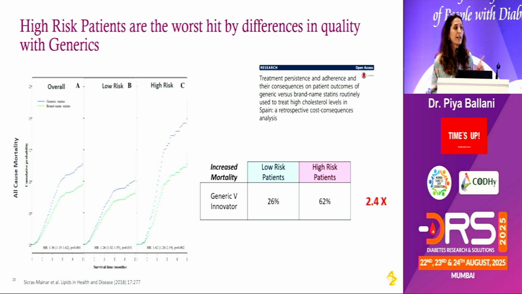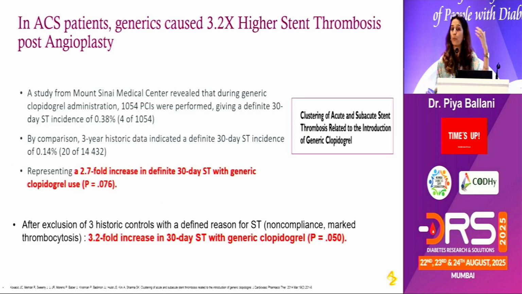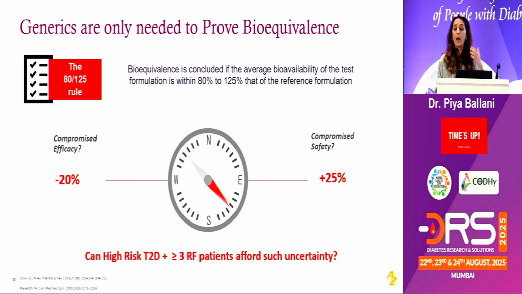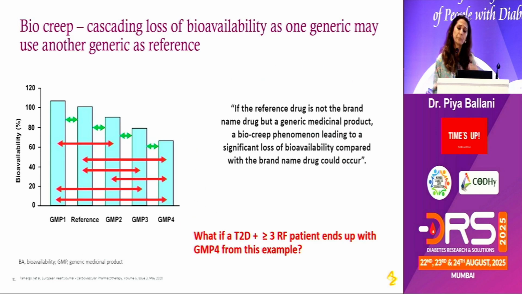Why is it that the innovator molecule makes a difference? Well, when there have been studies of generics versus innovators, the highest risk groups suffer the most. This has been proved with statins. It's been proved with clopidogrel. Again, bioequivalence requirements for these kinds of generics are very, very poor as compared to the innovators. Do our high-risk diabetes patients deserve substandard care?